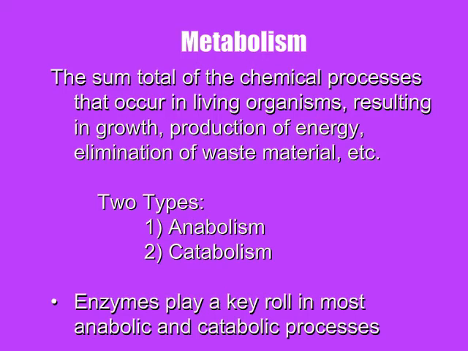Okay, now we're going to shift gears and focus on cellular metabolism. Metabolism is the sum total of the chemical processes that occur in living organisms which result in growth, production of energy, and elimination of waste and reproduction. And there are two different types of metabolism: anabolism and catabolism. And it's important to realize that enzymes play key roles in both anabolic and catabolic processes.